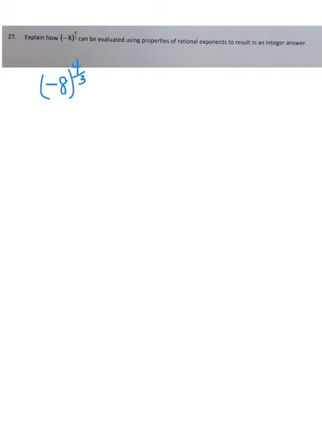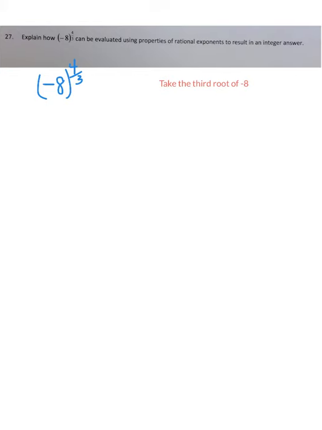Okay, so you may remember power over root, and that's the rule that we're going to apply, but we want to write it in words. So I would start by saying, take the third root of -8. If you take the third root of -8, you can put that in your calculator: you hit the math button, and you go down to 4. There's the third root, and just plug in -8, and you're going to get -2.